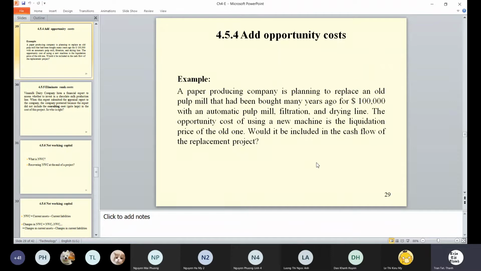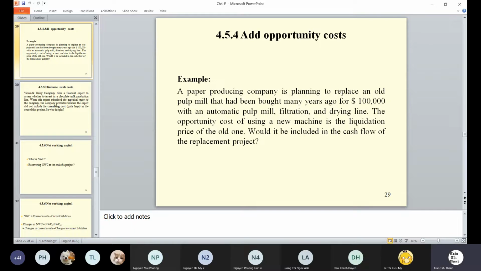Let's continue with the next slides. An opportunity cost example: a paper producing company is planning to replace an old pulp mill, which had been bought many years ago for 100,000 US dollars, with an automatic pulp mill filtration and drying line. The opportunity cost of using the new machines is the liquidation price of the old one.